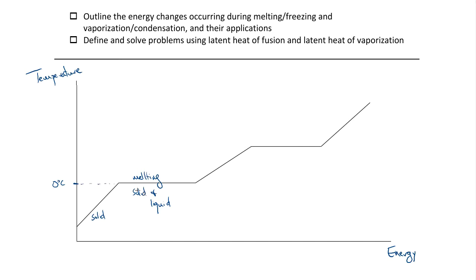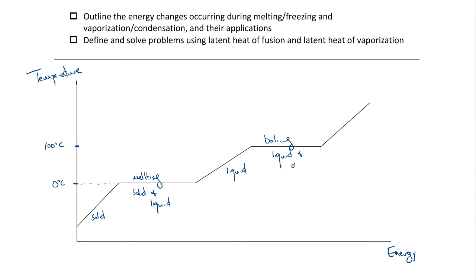And even though we're continuing to add energy, we don't see the ice-water mixture increasing in temperature until all of the ice is gone, and then we just have liquid water. Once we just have liquid water, the temperature would increase again, and that would continue until we reach the boiling point of the water, here 100 degrees Celsius, at which point now we would be boiling, and we would have a mix of liquid and gas.